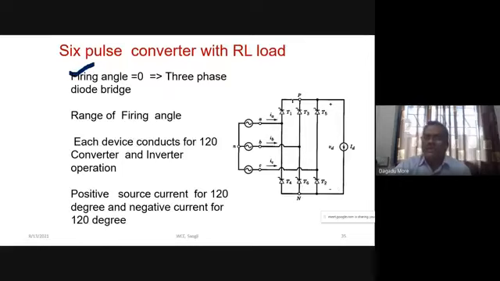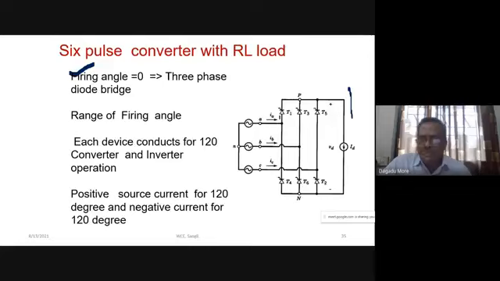So we have shown the circuit diagram for a 6-pulse converter. This is the 3-phase supply, and we have the thyristors T1, T2, T3, T4, T5, T6. The load you can represent as a constant DC value. We represent it as a current source.